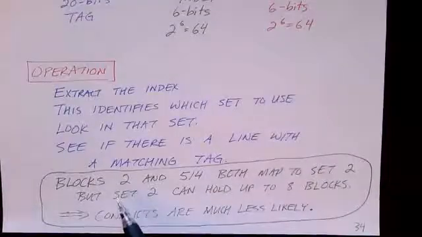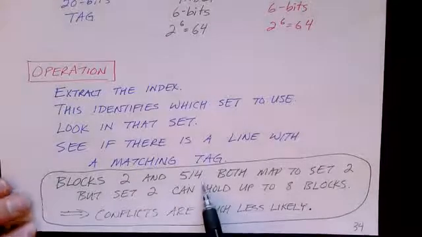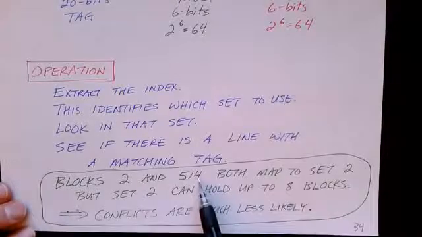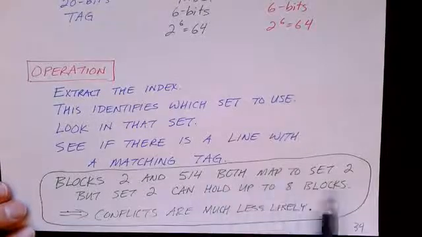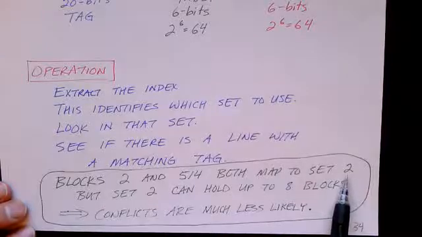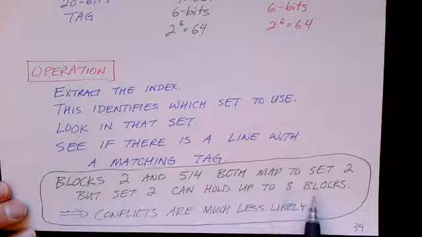So now blocks 2 and 514, for example, remember they mapped to the same line in the direct map cache, but now what happens? Well, they both map to set 2. Okay, so that's just as before. So they both map to the same set. But set 2 is more than just a single line. It can hold up to 8 blocks.